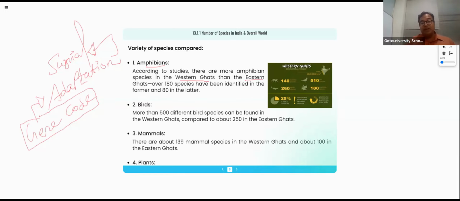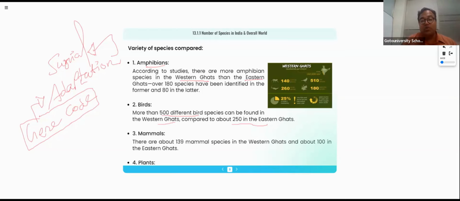Now, let me start discussing birds. In birds, 500 different avians are found in the Western Ghats compared to 250 avians in the Eastern Ghats. So amphibian-wise and bird-wise, who is in the first place? The Western Ghats is in the first place, and then the Eastern Ghats.